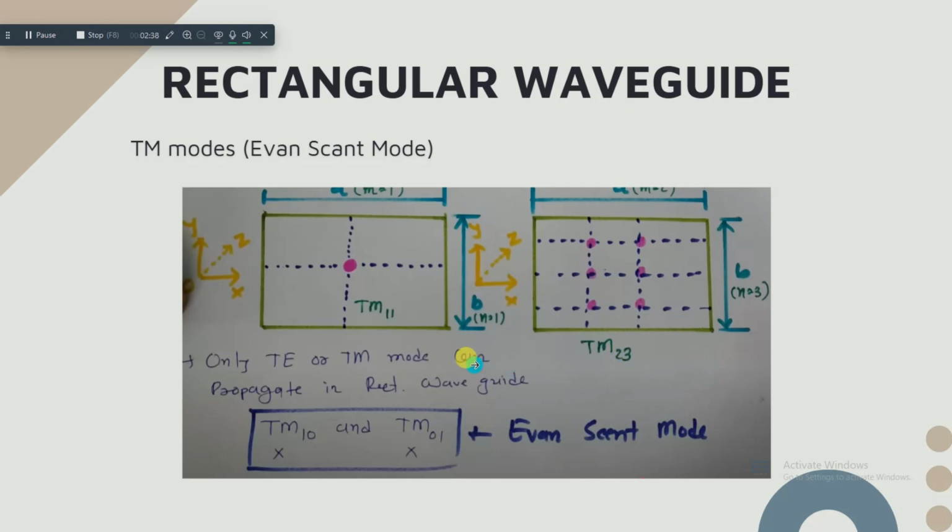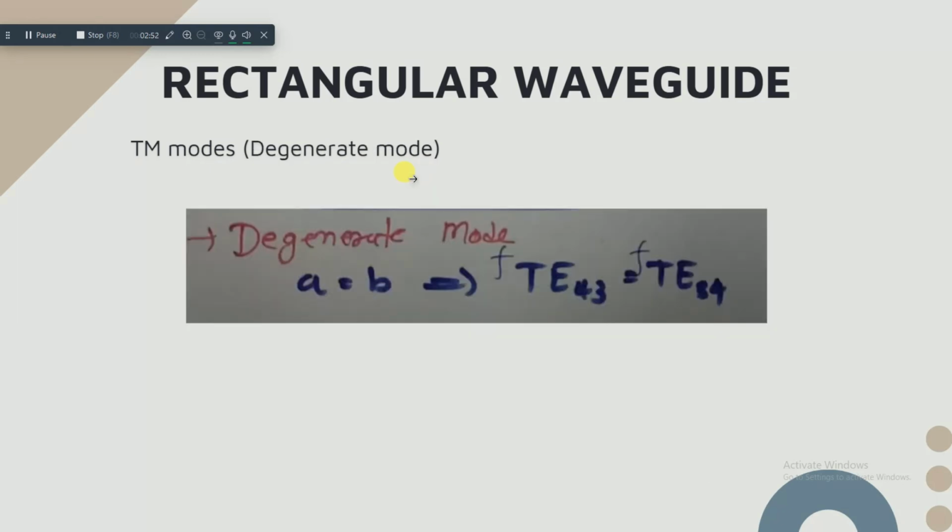Also, it is to note that for TM modes we cannot have the TM10 or the TM01 mode, since it is not possible, which we can see from the picture. Moving on, there is also the degenerate mode. It happens when A is equal to B, then TE43 and TE34 become one, and they contain the same cutoff frequency, and this scenario is called the degenerate mode.